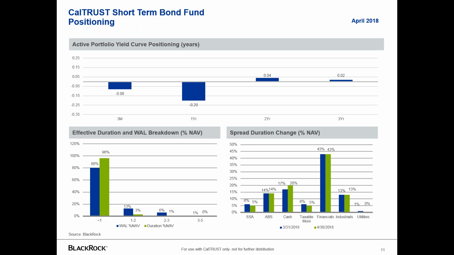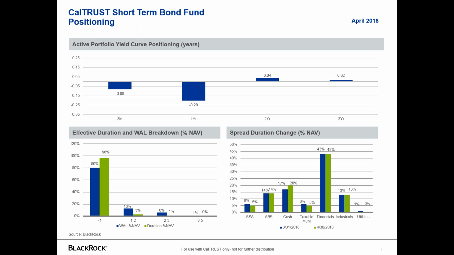And you see the breakdown of overall weighted average life of the securities, with around 80% of the securities at less than 1 year, and then the duration about 96% of the portfolio really with assets shorter than 1 year. So very small exposure to anything greater than 1 year, and that really helps to minimize any NAV deterioration from rising interest rates overall.